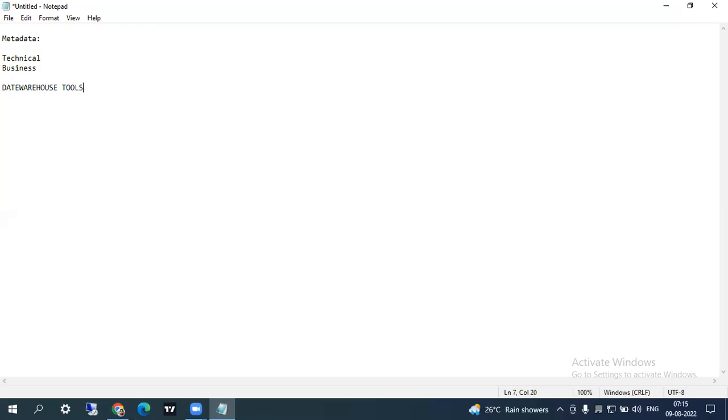Data warehouse tools or solutions. These are the solutions for the data warehouse for the enterprise. If an enterprise wants to build a data warehouse, the following are the different solutions that are available in the market currently. This includes cloud and normal.